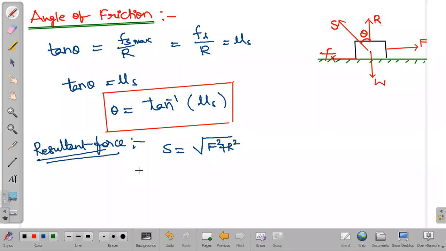Now, frictional force generally we will write as mu into R. So let me take friction only, not to confuse.